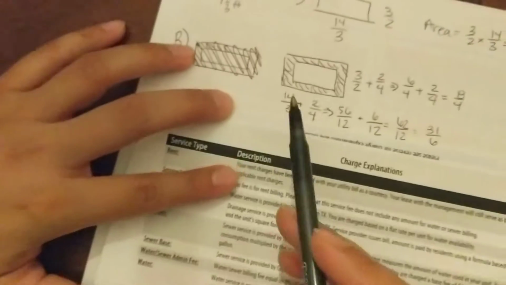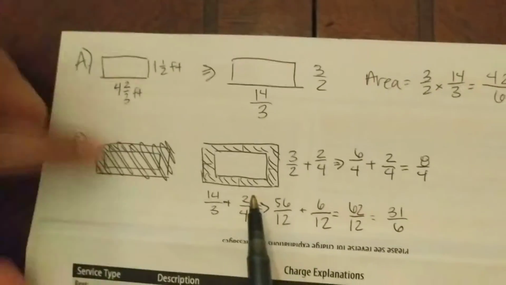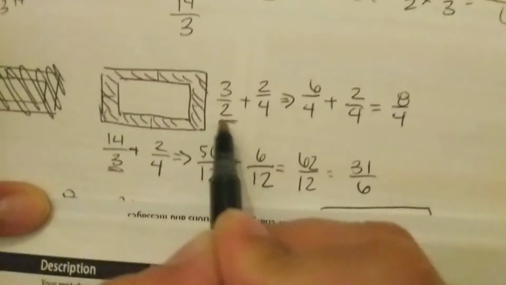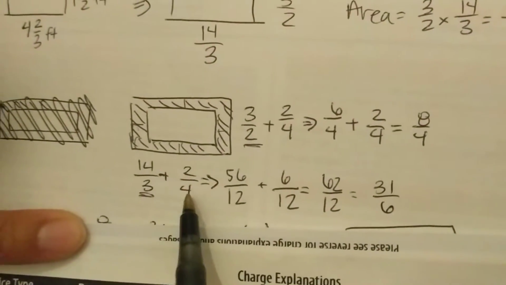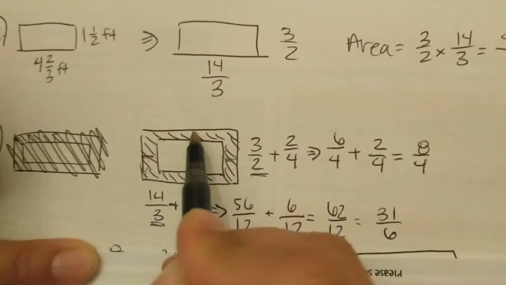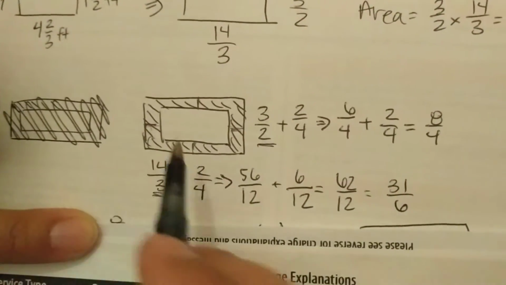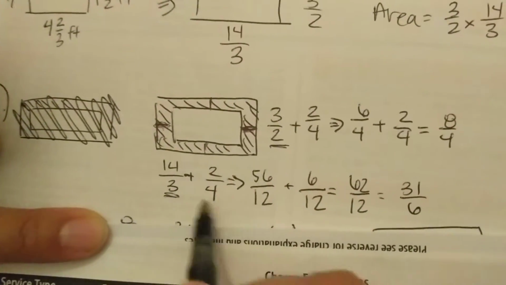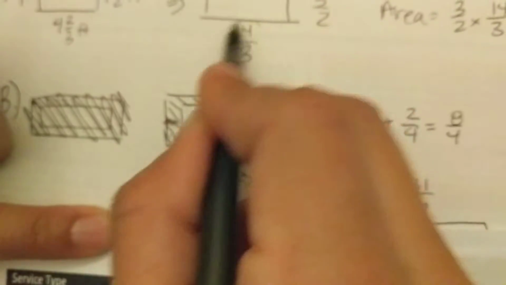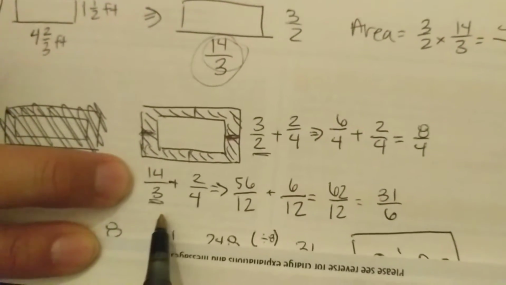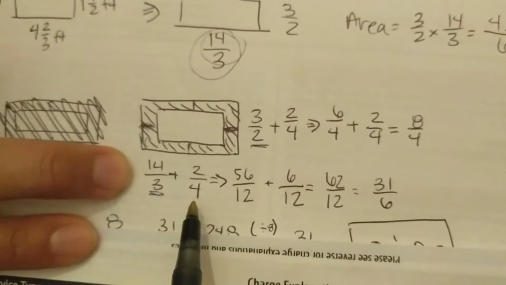So, I wrote it out again. I drew the border. So, this is what you started out with originally. I just added 2/4 because it said the border was 1/4 of a foot on each side. So that means each side got 1/4, so you have 1/4 added to this side and 1/4 added to this side. That's 2/4 added to this length. So I just did 14/3 plus 2/4.